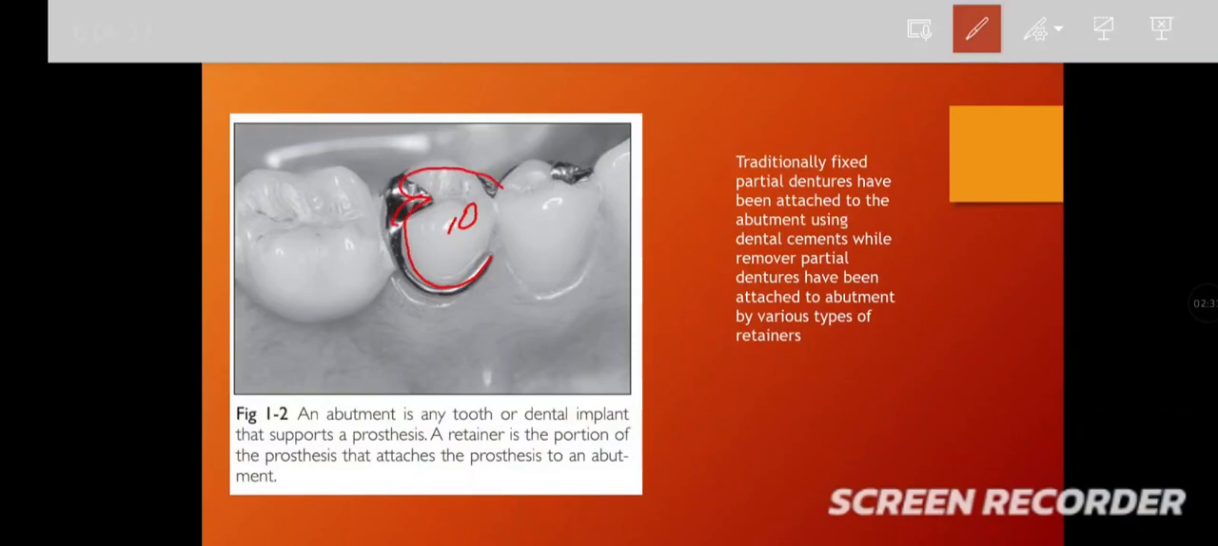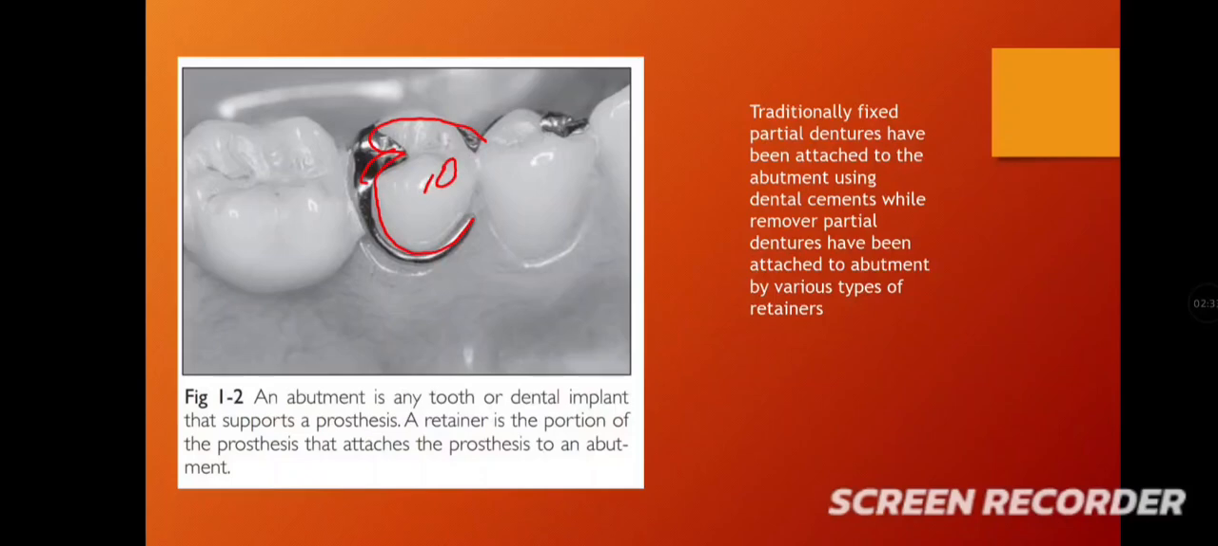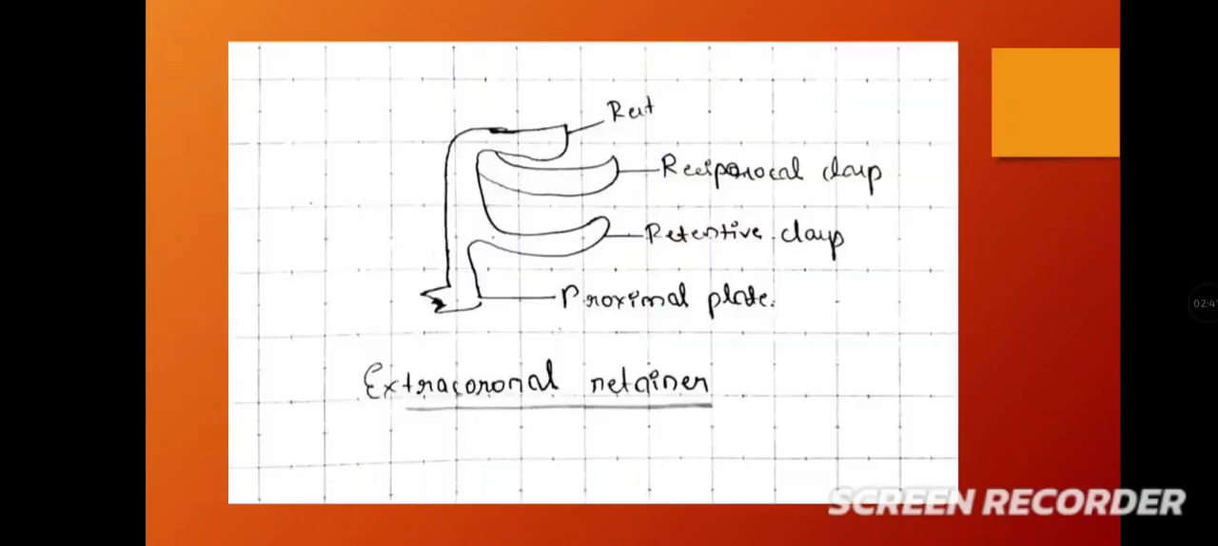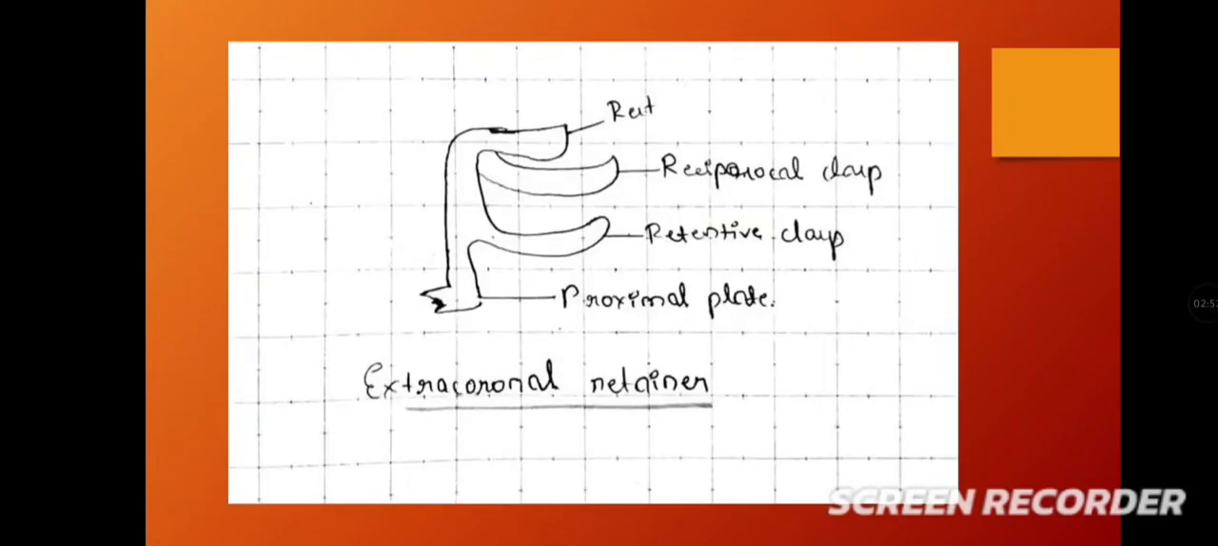It is not the same in the concept of fixed partial denture. Traditionally, fixed partial dentures have been attached to the abutment using dental cements, while removable partial dentures have been attached to abutments by various types of retainers, that is extracoronal retainers and intracoronal retainers.